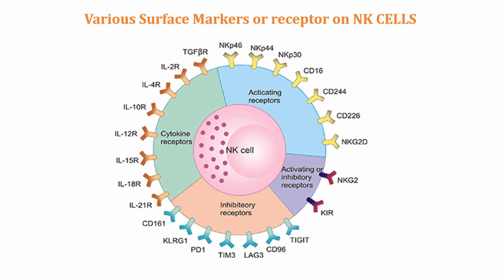So this is the structure of an NK cell. NK cells have a number of receptors. This is the cytokine receptor, the activating receptor. Here it is both the activating and inhibitory receptor. This is NKG2 and KIR, inhibitory receptors. So these are all the NK cell receptors.